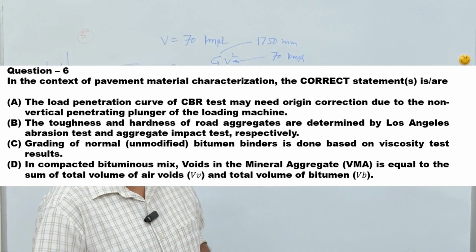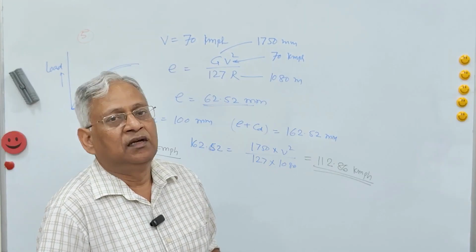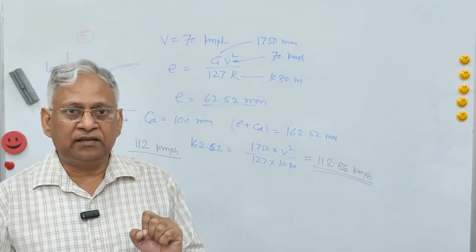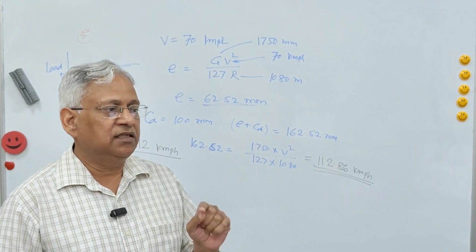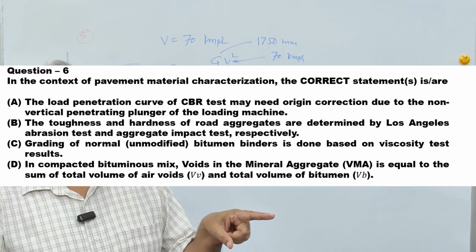The toughness and hardness of road aggregates are determined by Los Angeles abrasion test and aggregate impact test respectively. Now this is reverse actually. Toughness is measured using impact test and hardness is measured using abrasion test. So this statement is not correct.